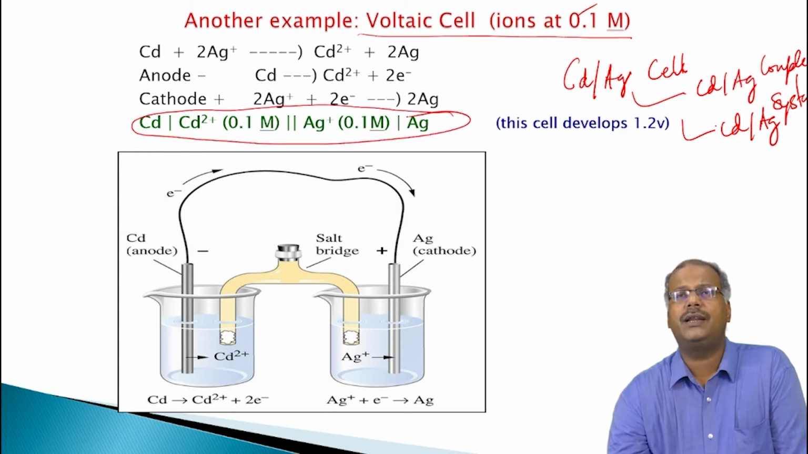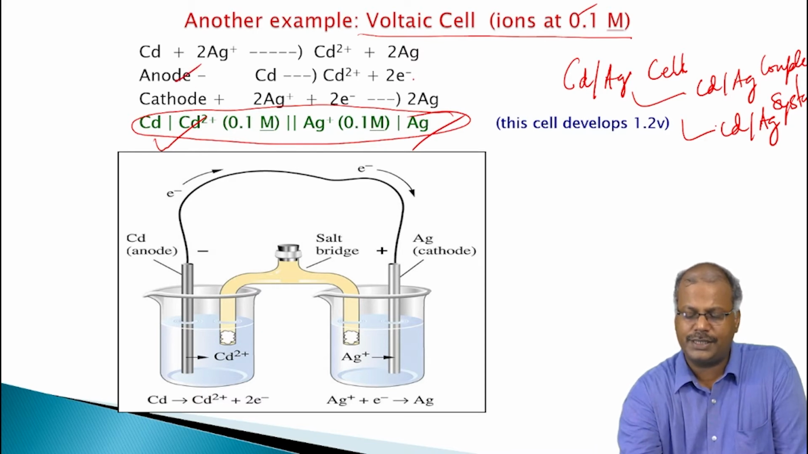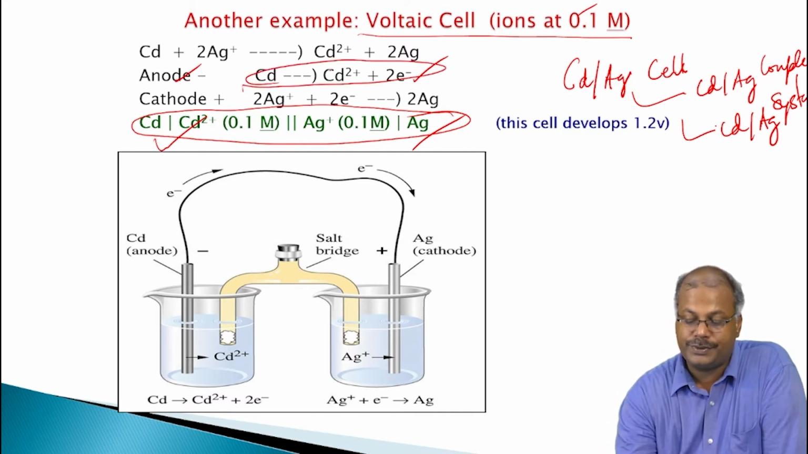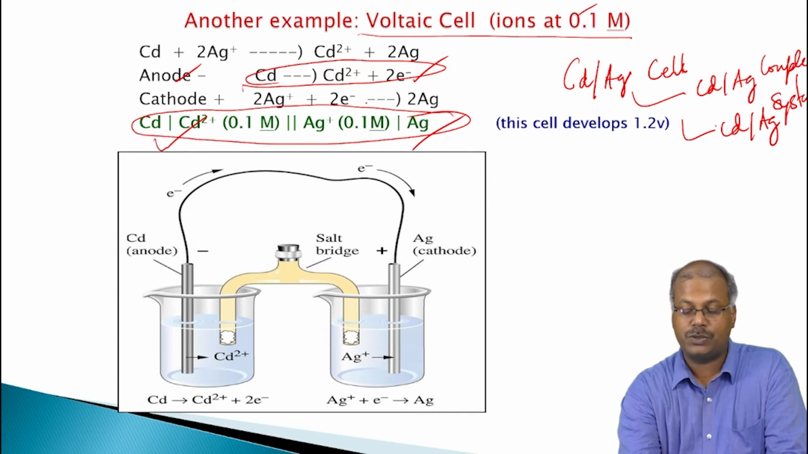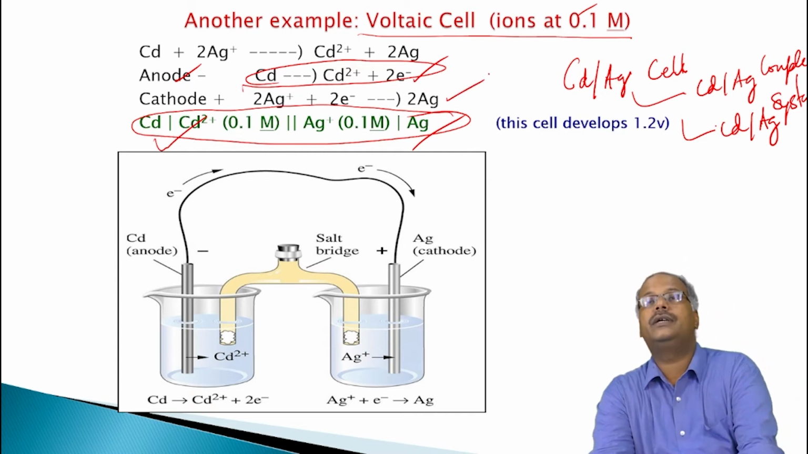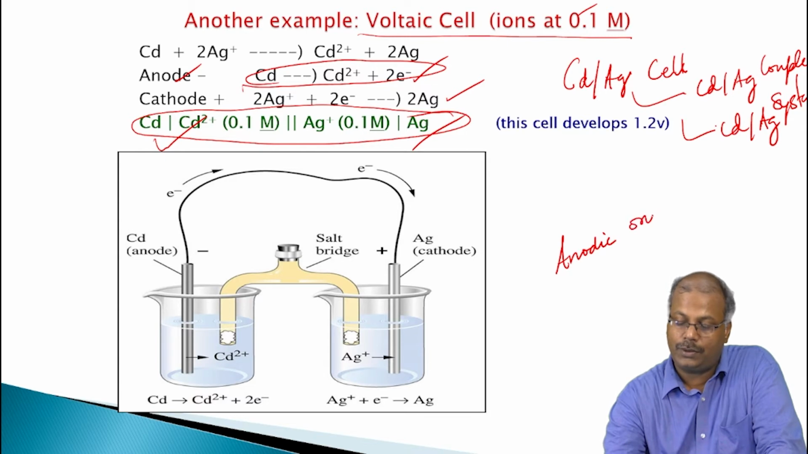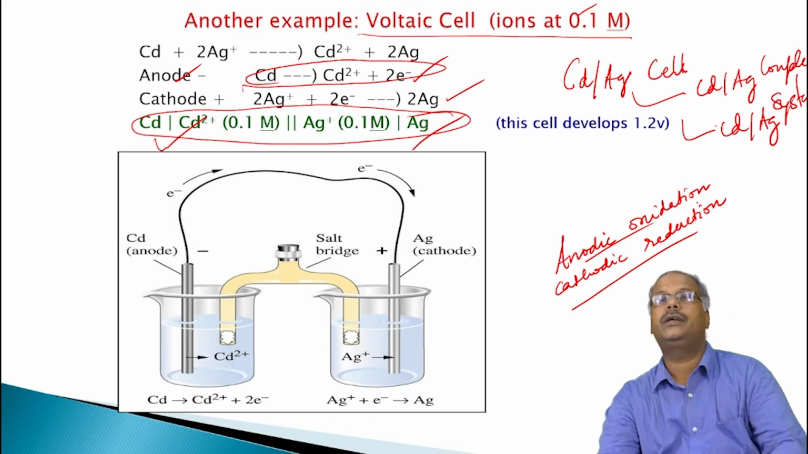From this cell representation, we know cadmium is undergoing oxidation and Ag is undergoing reduction. Cadmium is the anode electrode, so cadmium gives cadmium 2 plus plus 2 electrons. The cathode is a silver electrode, where 2 Ag plus plus 2 electrons gives 2 Ag. This is the reduction reaction. So in an electrochemical cell, it is always anodic oxidation and cathodic reduction.